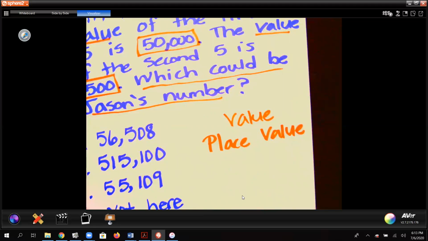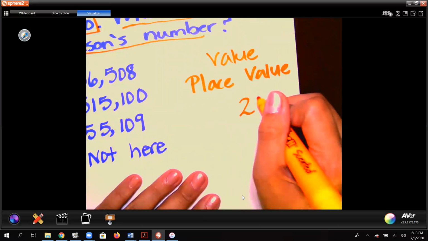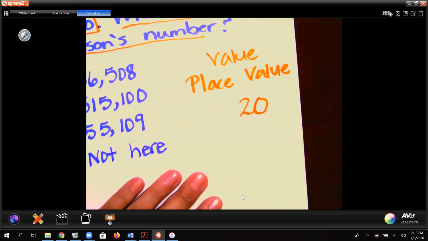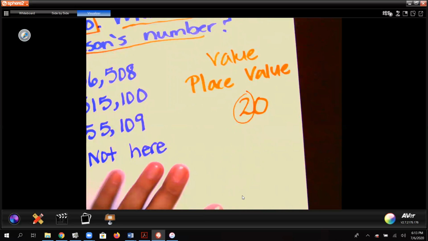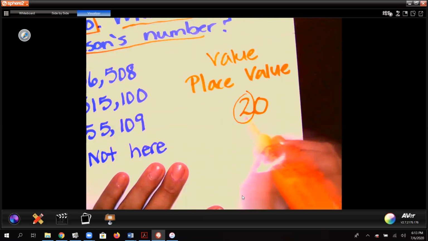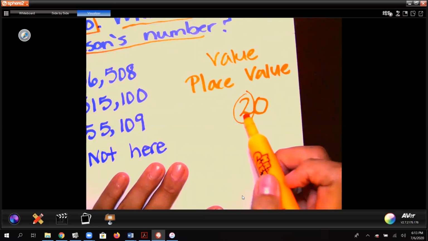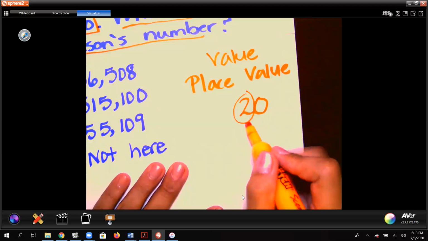So if I'm thinking of the number 20, for example, and I want you to tell me the value of this 2, what would that be? Okay, this is in the ones place, right? This is in the tens place. The value of that 2 is 20. The place value is the tens place. So those two things are very different.